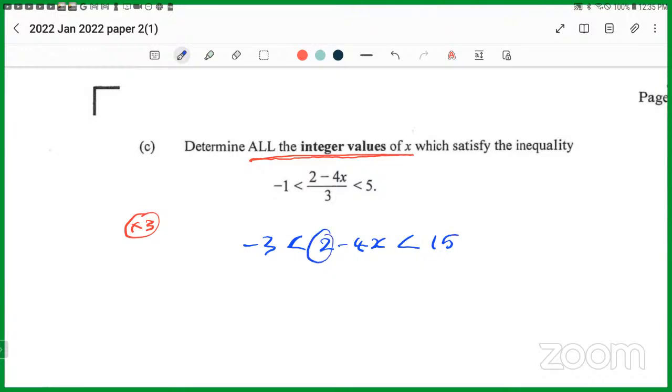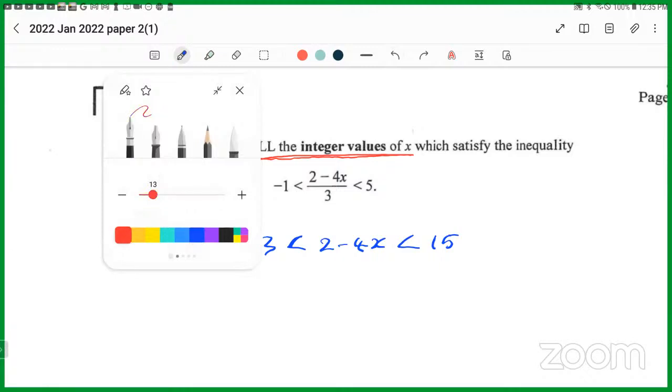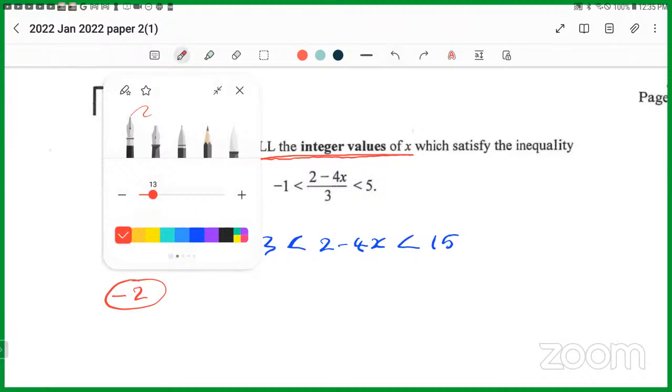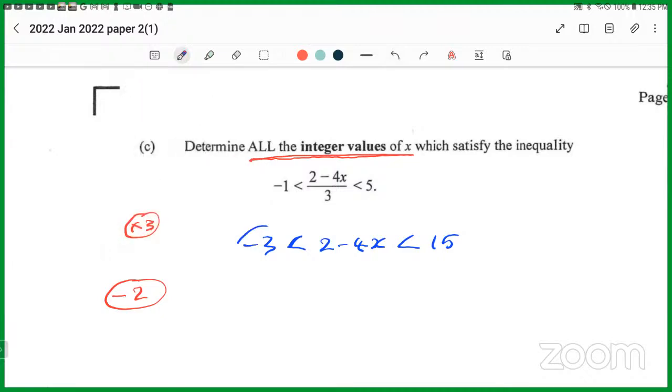Then I need to get rid of this 2. How do I get rid of that 2? I subtract 2 from all sides. Again, I don't reverse any sign because I'm just subtracting this 2 to get it out of the middle. When I subtract 2 from this, it becomes negative 5, less than minus 4x, less than. Subtract 2 from this, I get 13.